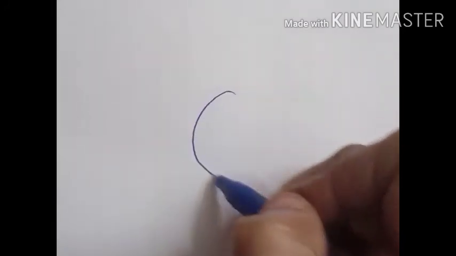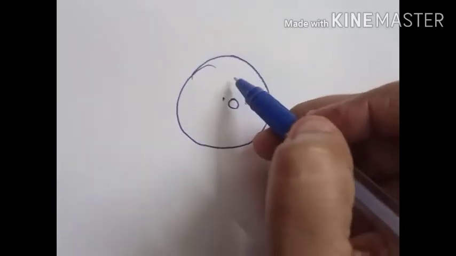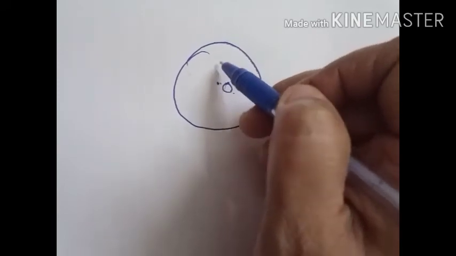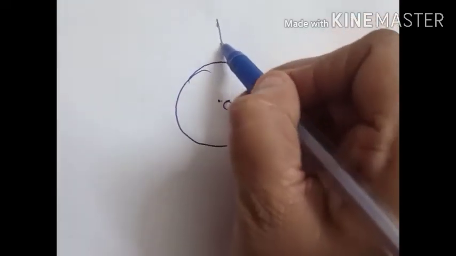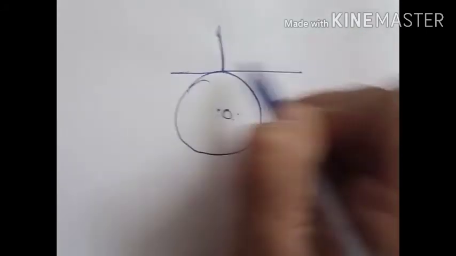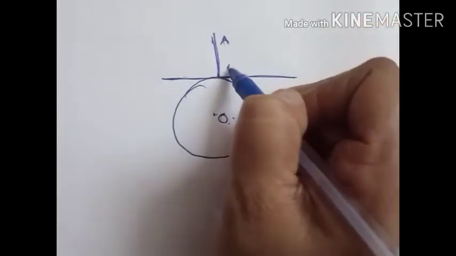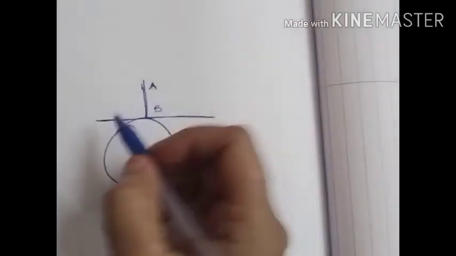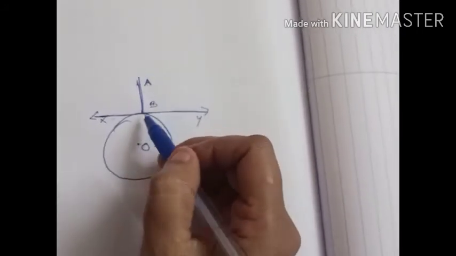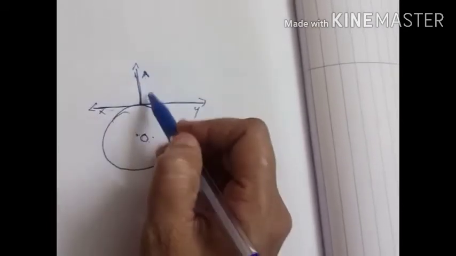For that we have to draw a circle with center O and radius R. So this is the circle. Then we have to draw a line AB which is perpendicular to the tangent XY. This is the line AB, and B is the point of contact.